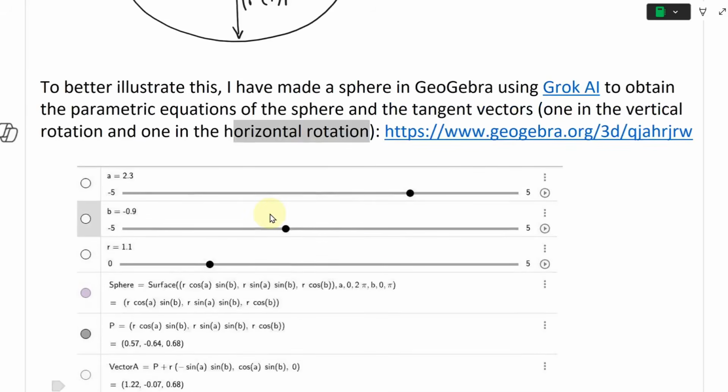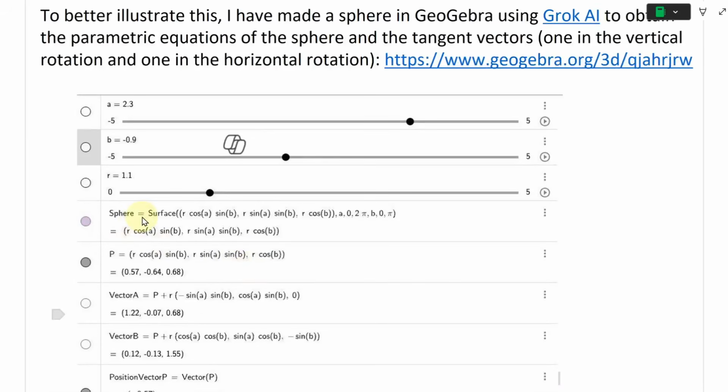But anyways, this is how it looks. Here's a screenshot of it. This parameter a, just think of that as theta. I just didn't want to use the theta or phi symbols. This is going to be the horizontal rotation, and this one is the phi, the vertical rotation or vertical angle. And then there's the radius r, and you can play around with that. And there's the sphere, with the parametric equations of a sphere like this.